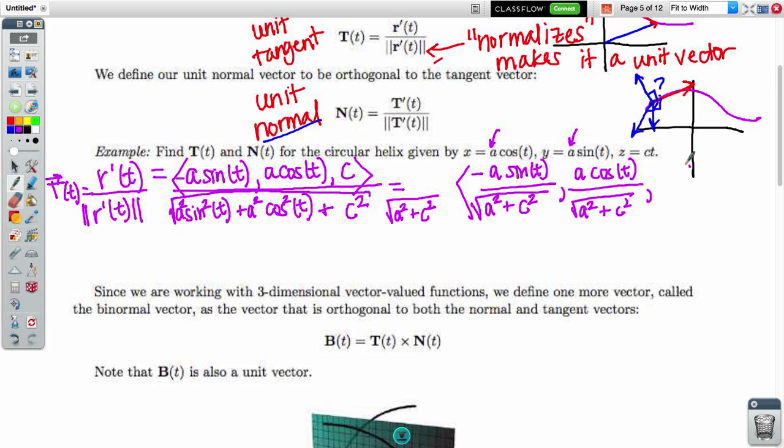And then my third component is just c over the square root of a squared plus c squared. And there's my third component. So this is my unit tangent vector.